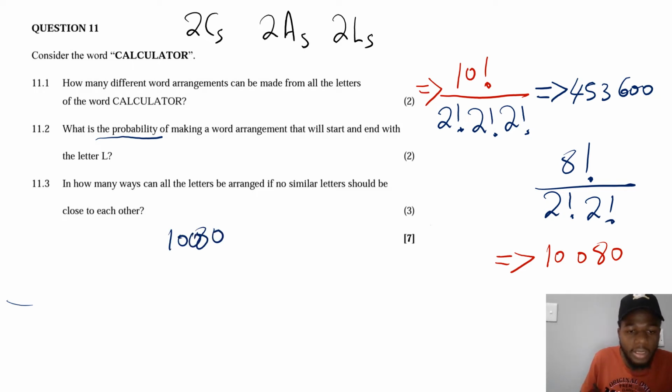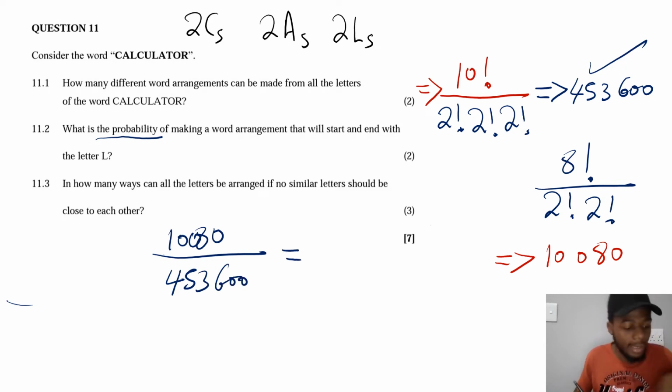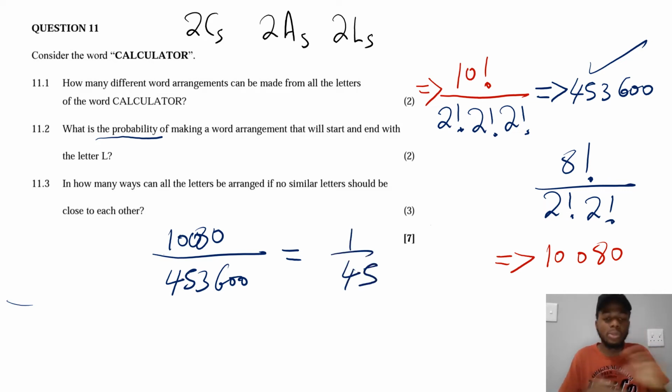We're going to take this 10,080 and divide it by this one, 453,600, and then let's see what we are going to have. It is 1 over 45. So that's the probability, yeah, of arranging this word if we start with the letter L and also end with the letter L. Then we are done answering that one. Let's go to the last question.